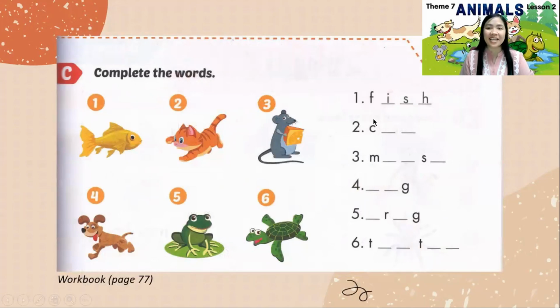Letter C, complete the words. Number one is fish, F-I-S-H. So this is a spelling test. Number 2, 3, 4, 5, 6. Write the spelling of their names over here.